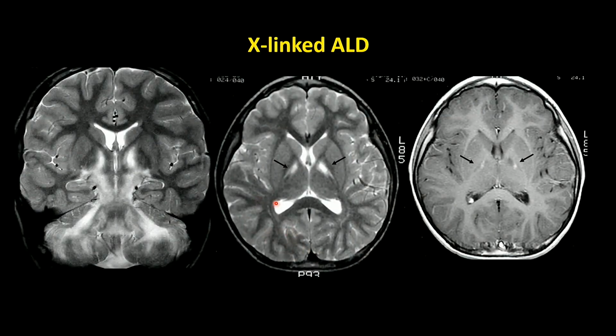In that case, posterior periventricular white matter is relatively spared, and the corticospinal tract involvement is the predominant feature. Here you can see the high signal intensity along the corticospinal tract on T2 weighted image axial and coronal images. Even in that case, we can see dot-like enhancement along the involved white matter tract. So this is the case of X-linked ALD, predominantly involving corticospinal tract.